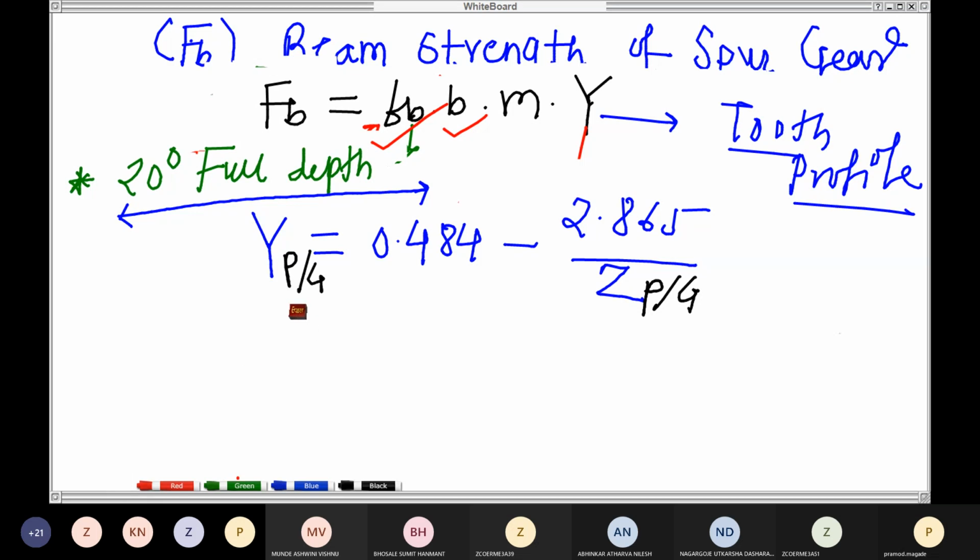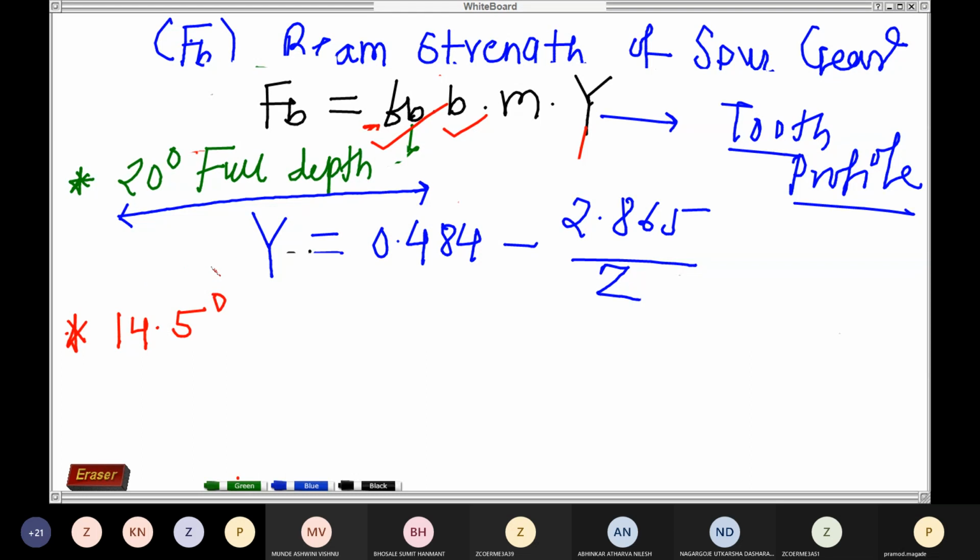This is for the Lewis factor in case of the 20 degree tooth profile. Okay. Now second, upon basic donors tooth profile, second write down 14.5 degree tooth profile. Of course, it is full depth. 14.5 degree full depth. Upon diagram pan draw keli. This will be the tooth profile.